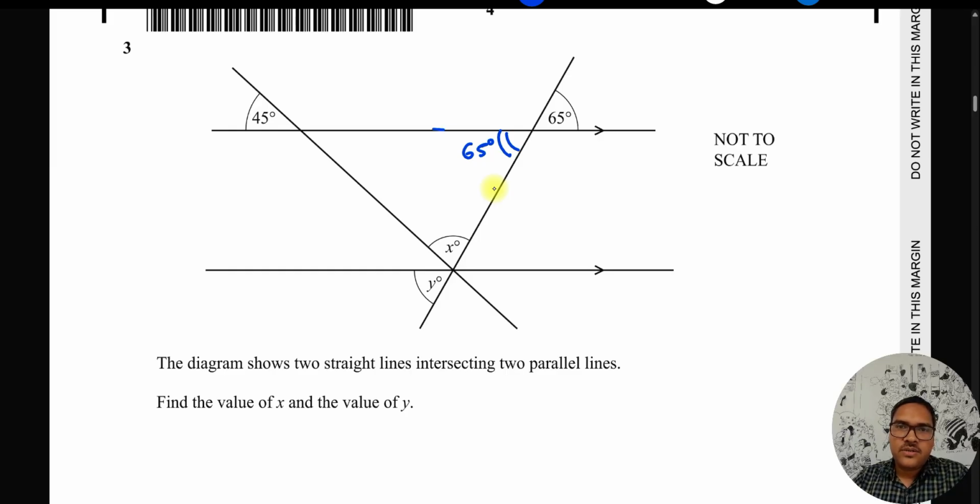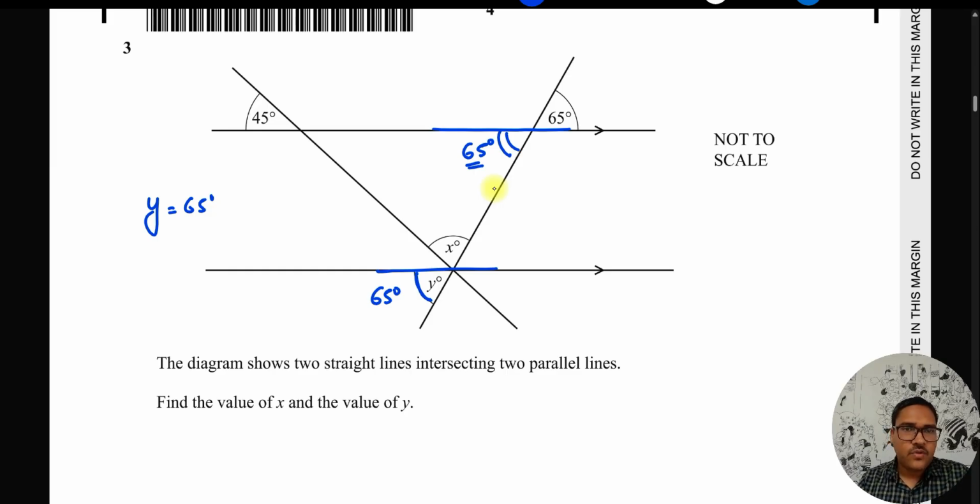Now you see here, this is a line and this is a line which is parallel, and y and this angle are corresponding angles. So what is this? This is 65. This will also be 65 degrees, corresponding angle. So what is the y value? y is equal to 65, right? Now how will you get the value of x?